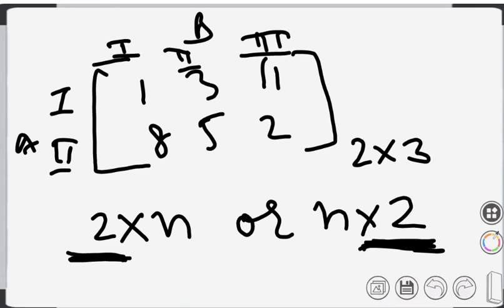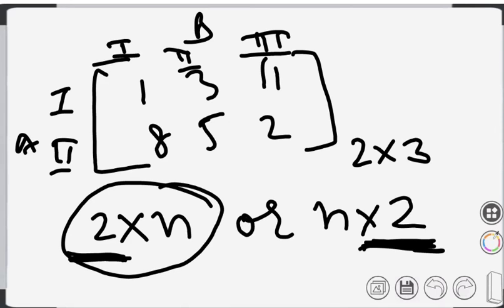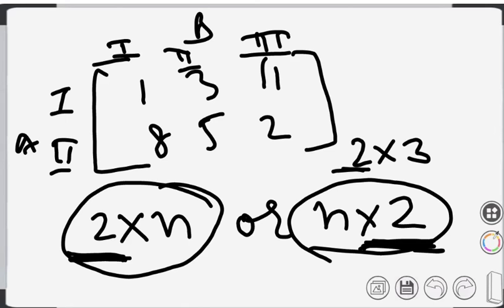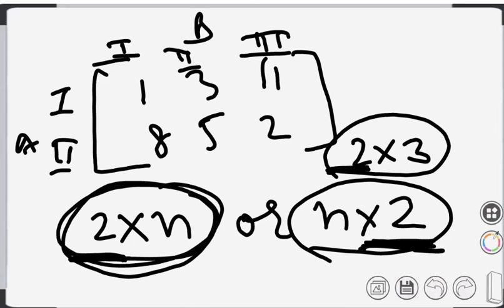Please keep this in mind. Either it's a 2 cross n game or an n cross 2 game. That means the game has either two rows or two columns. Now in this particular problem, the game has exactly two rows, so here we are discussing 2 cross n games. Okay, fine.